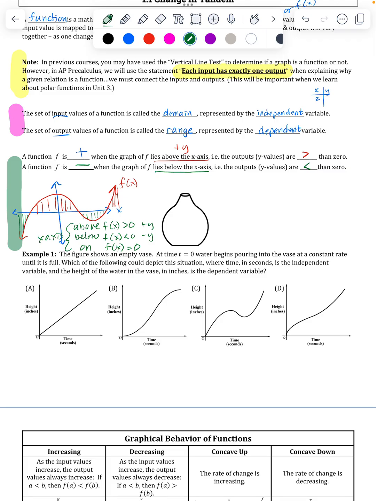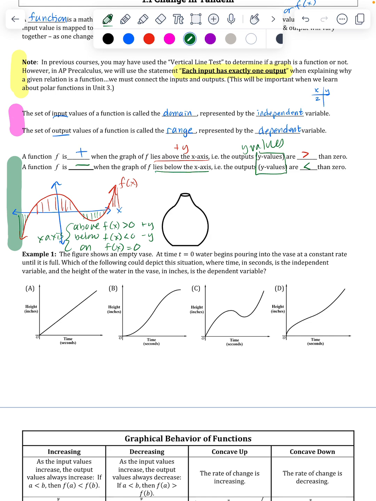So here we're describing the actual y values. That's important to keep in mind because we're going to talk about positive and negative a lot, and you have to decide which thing is positive or negative. Here we have ye old jug. The figure shows an empty vase. Oops, just kidding, it's a vase.